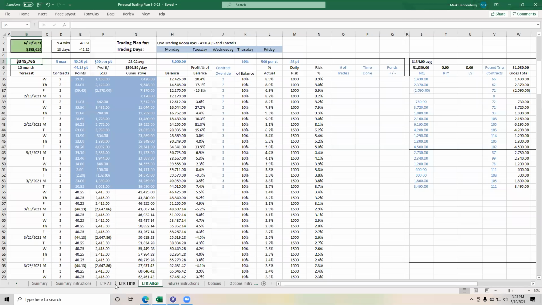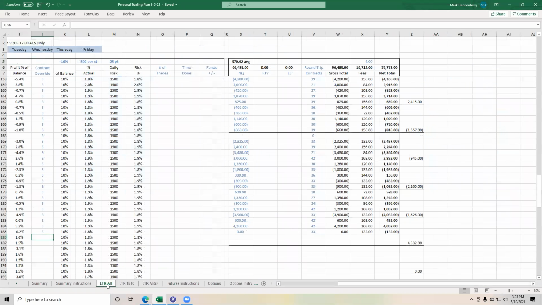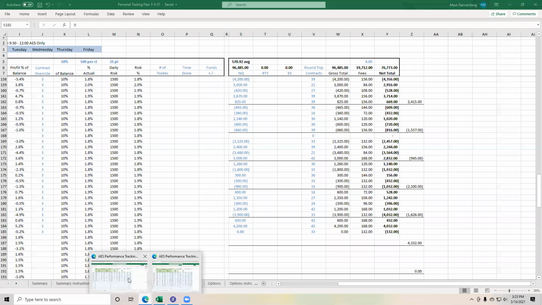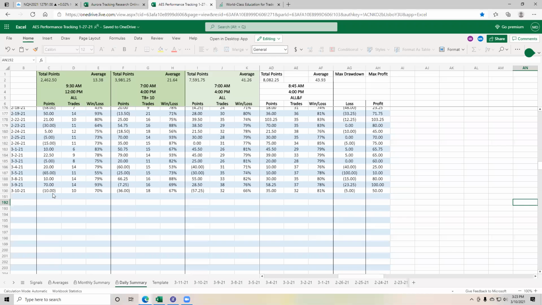So I'm going to pull up the personal trading plan. I've got 3 tabs here. This is the 9:30 to noon, this is the 7 to 4, and this is the 8:45 to 4. So in the 9:30 to noon, I already have today plugged in. We actually had, was that correct? Let me just jump back there for a second. It was minus 10. I had it listed as 0. So we're down 10 points.